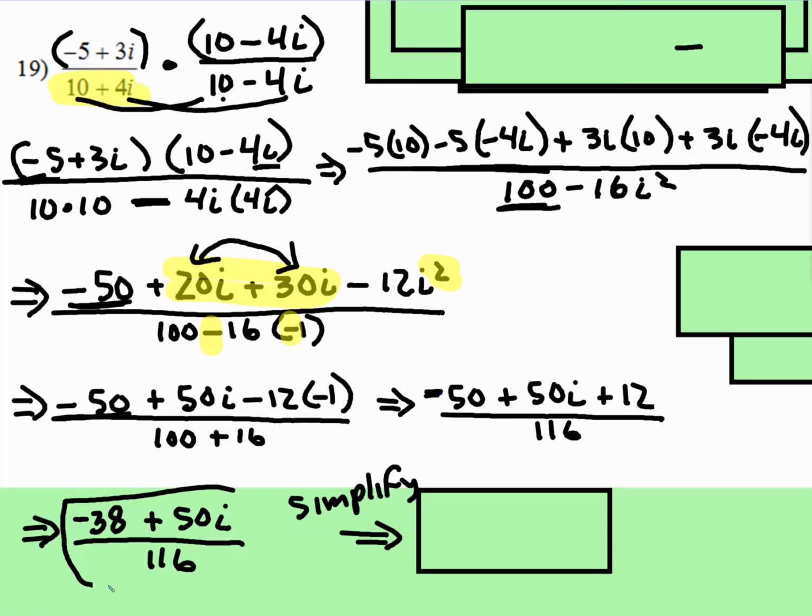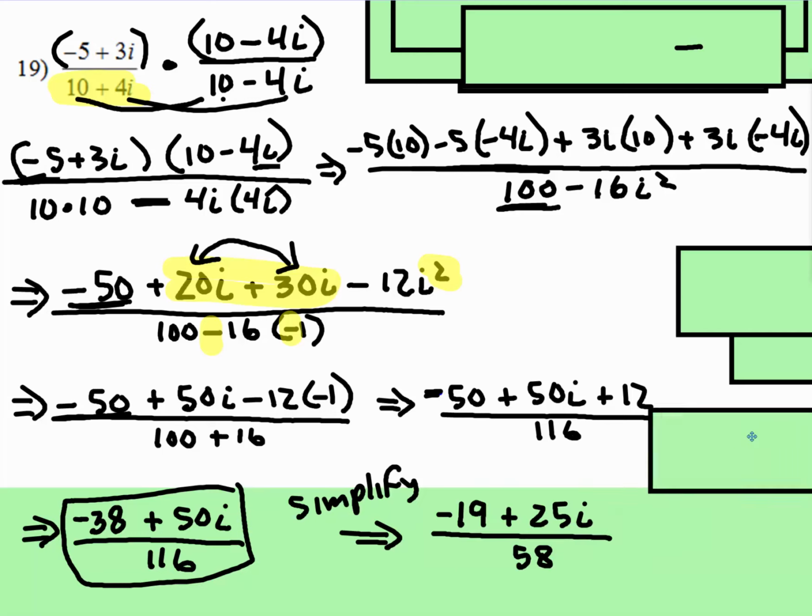Well, what do these three terms all have in common? They're all three even, so we're going to divide each term by 2. We're going to factor out a 2. Negative 38 divided by 2 is negative 19. 50i divided by 2 is 25i. 116 divided by 2 is 58. And that's it.